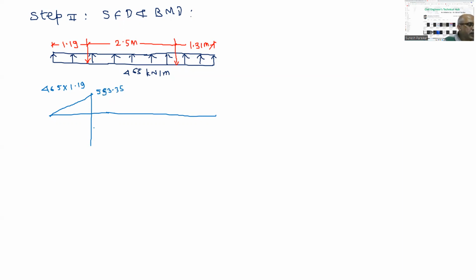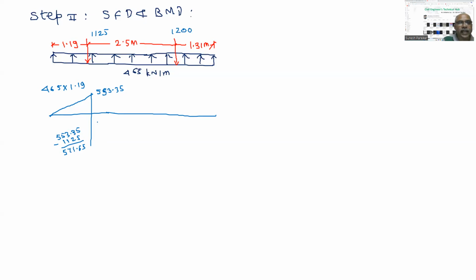Then we have the bottom value, 571.65. So we have 553.35 minus 1125, and this comes to 571.65. This value is 1125, and this value is 1200.